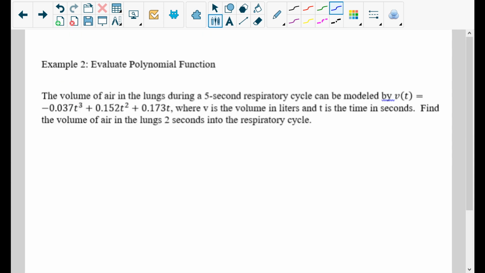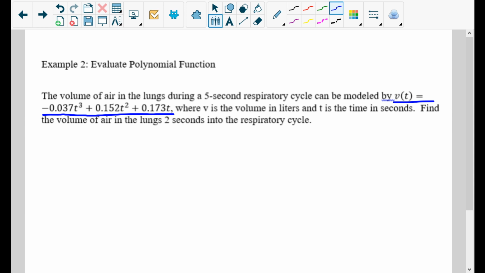What about evaluating? You have evaluated before, so here is this example. The volume of air in the lungs during a 5-second respiratory cycle can be modeled by this equation, v of t. So this tells us the function is a polynomial with multiple terms, where v is the volume in liters and t is the time in seconds. Find the volume of air in the lungs 2 seconds into the respiratory cycle.